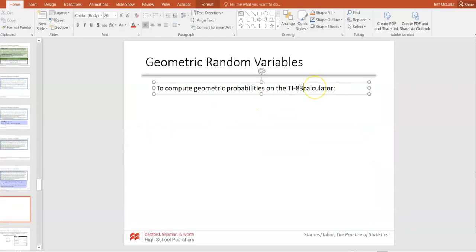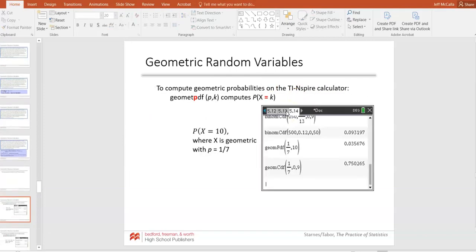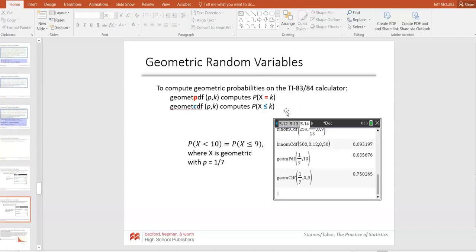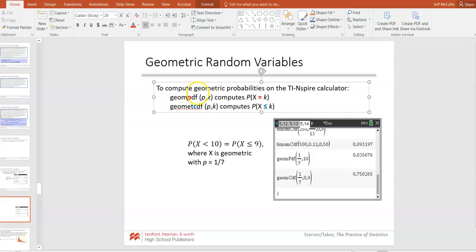So this is on the TI Inspire. And I think I already showed you this. It's just saying PDF when it's just one value, CDF when it's a range of values there. So that's the key thing to remember with those geometric commands. The hard part is recognizing that it's geometric. By the way, it just says geometric like that. That's actually the command.